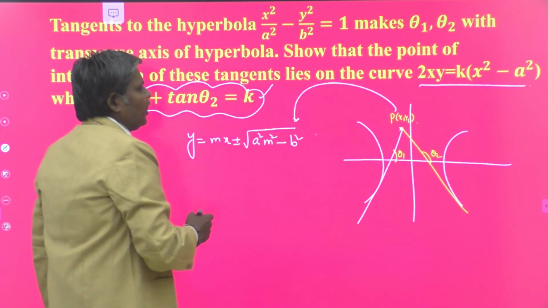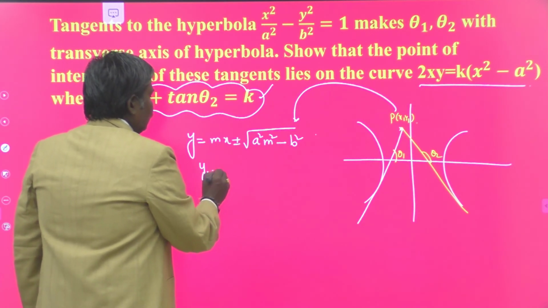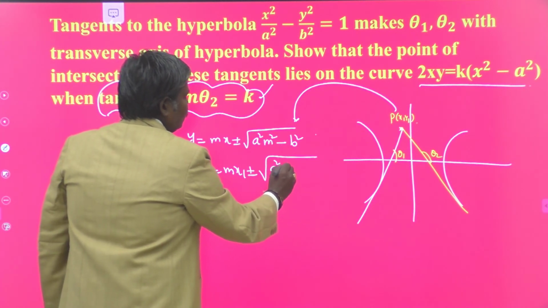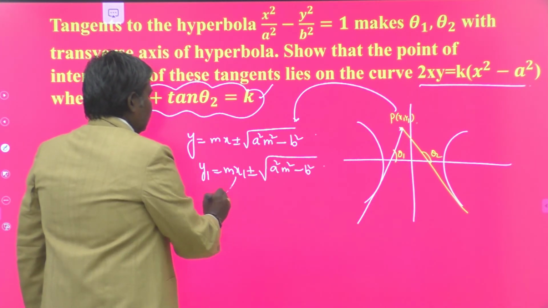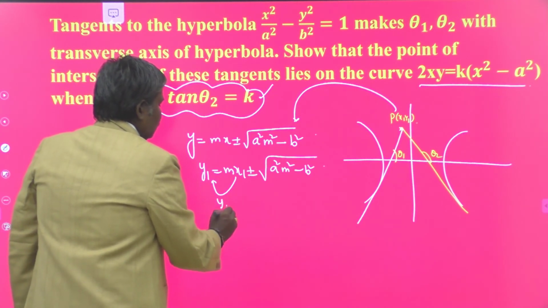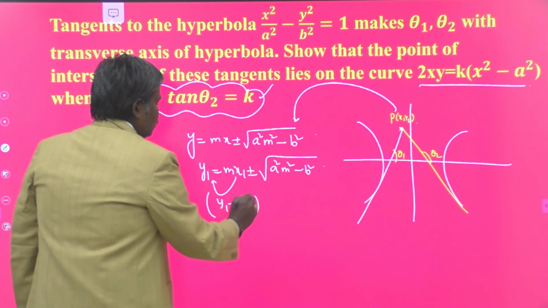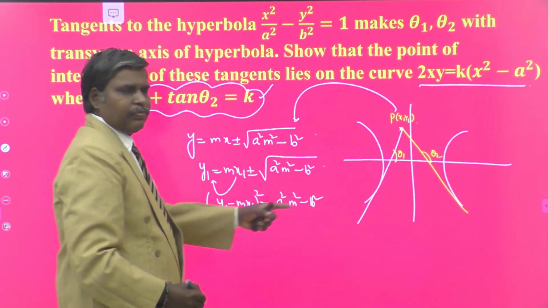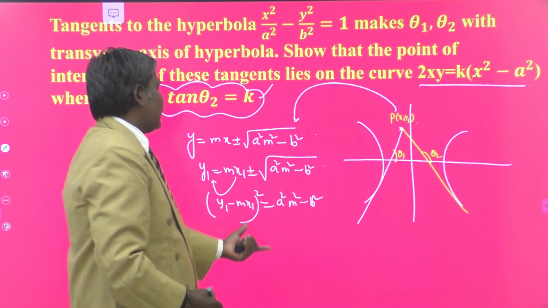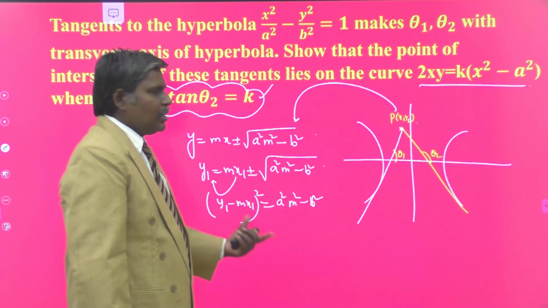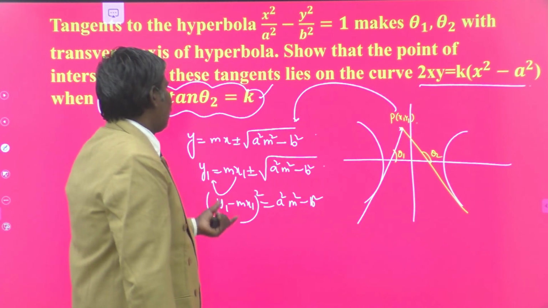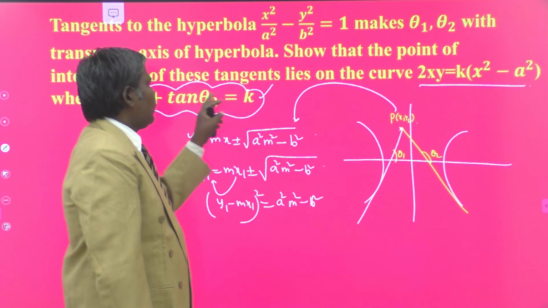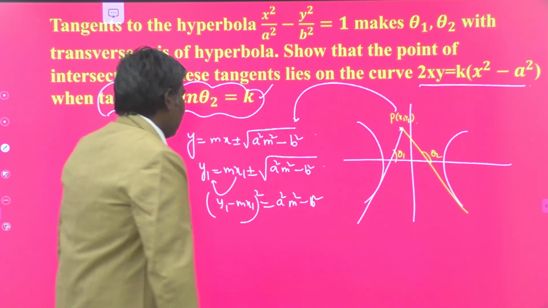So, substitute the point P(x1, y1), we get y1 = mx1 ± √(a²m² − b²). Take the term mx1 to the left side, we get (y1 − mx1)² = a²m² − b². From that you can write the quadratic equation in m. From that you write the slopes m1, m2, that is the sum of the slopes m1 + m2. Make that equal to k, we obtain the required locus.